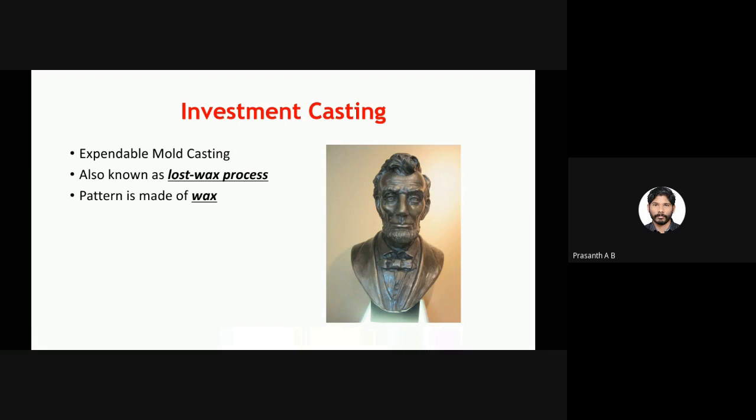So four things. The first one is why it is called an expendable mold casting. Second is why expendable pattern. Then why lost wax process, and the last is why the name investment casting. We will discuss all these things at the end of this lecture.